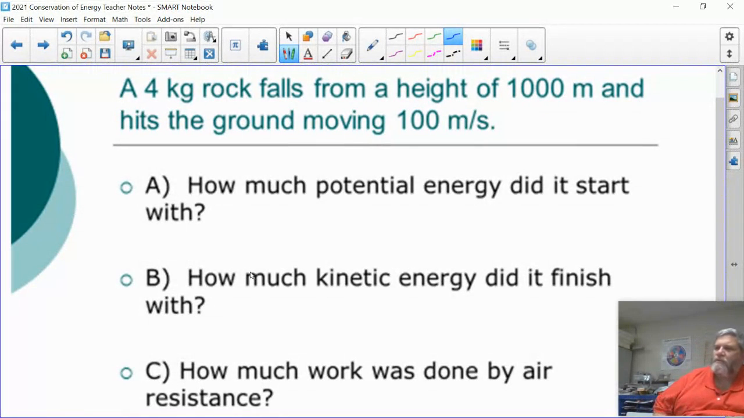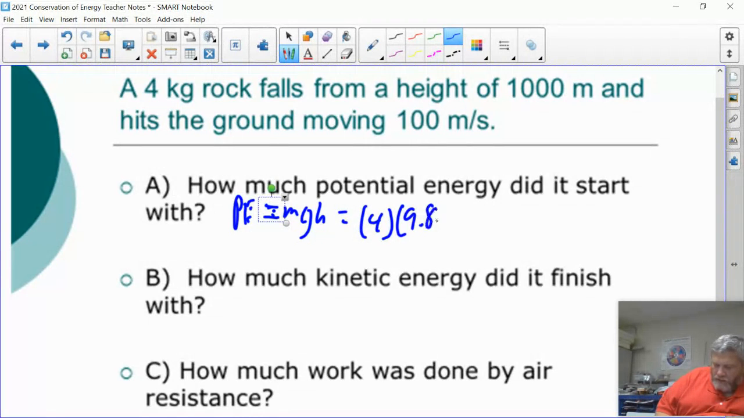A 4-kilogram rock falls from a height of 1,000 meters, hits the ground moving at 100 meters per second. So what's the potential energy it starts with? PE equals mgh, 4 times 9.8 times 100. That's 3,920 joules.